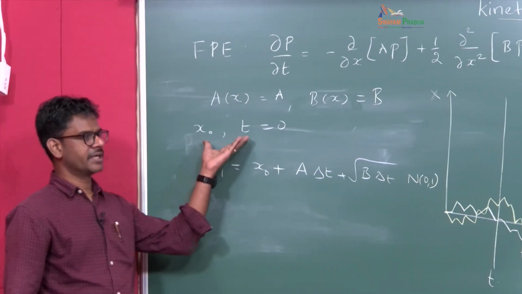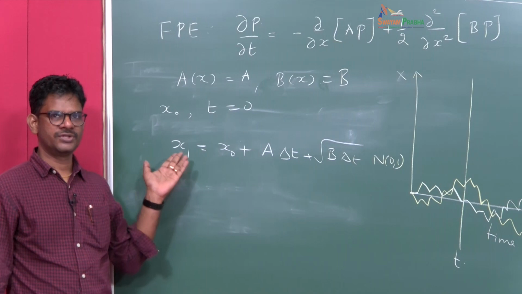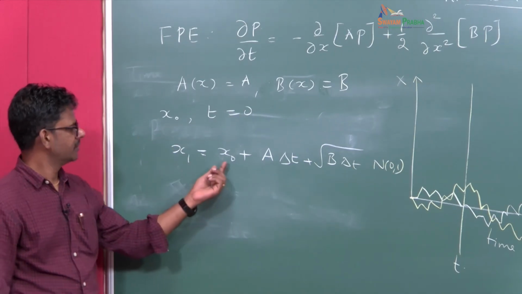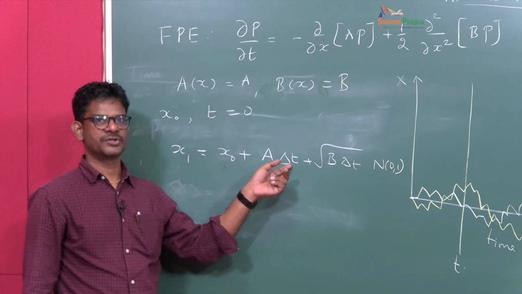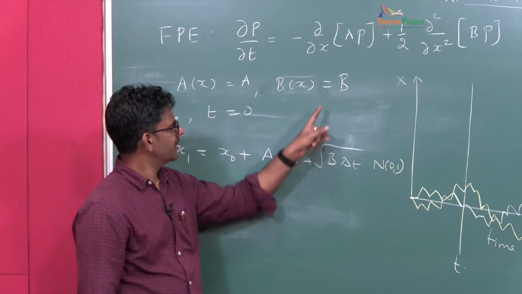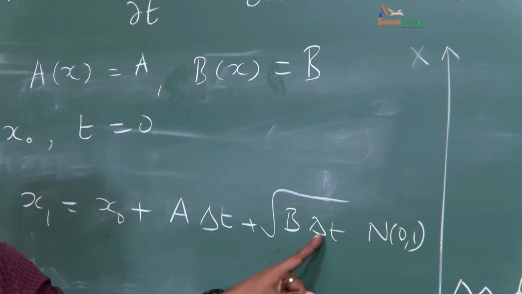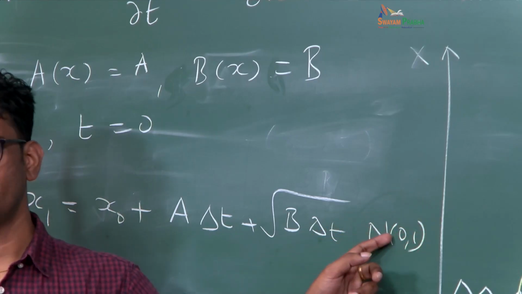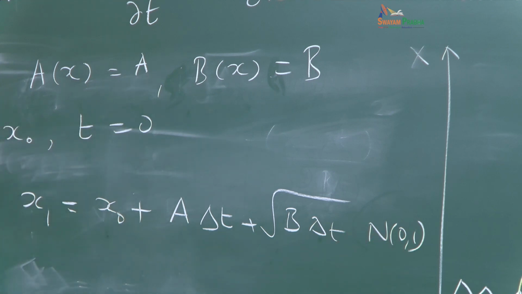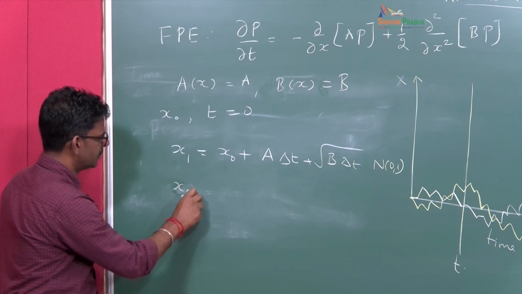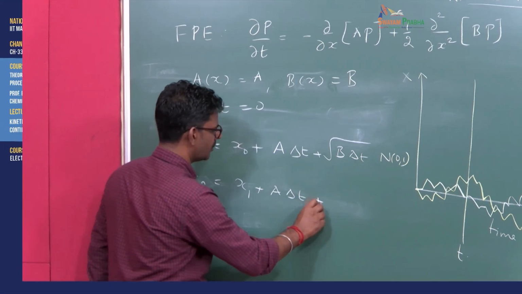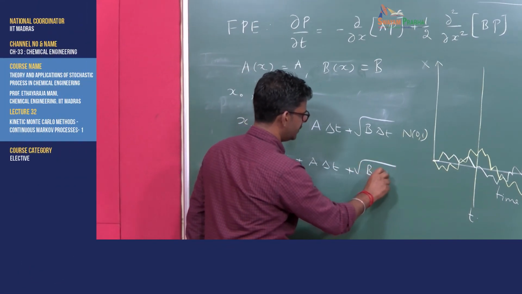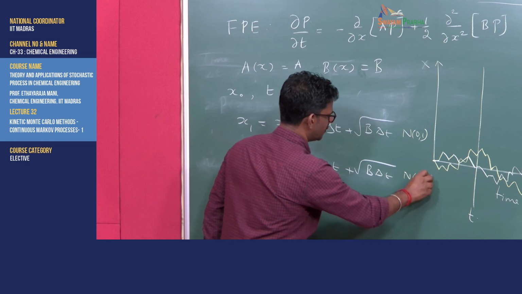So, starting with the initial condition, you update the position for the next time point: the initial position plus this characteristic function a, which is constant, times the chosen delta t, plus square root of the characteristic function b, constant, times delta t, and then multiplied by a normal random variable. This would be the position at time t equal to delta t, and then for the subsequent time step you would write x2 as x1 plus a delta t plus square root of b delta t times N(0,1).